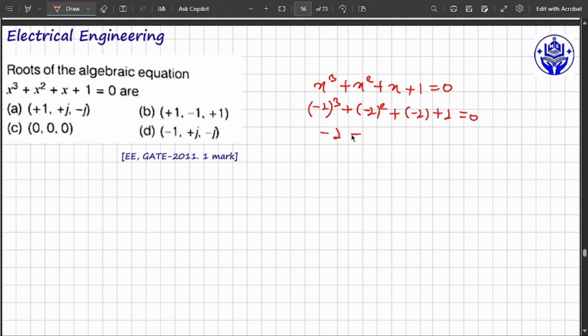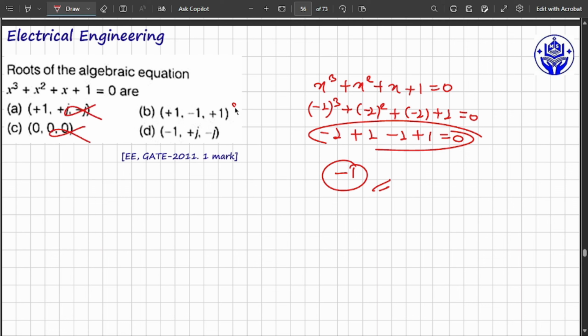So it is minus 1 plus 1 minus 1 plus 1. If it is 0, it means minus 1 is one of the roots. So minus 1 is one of the roots. It means this option is not correct. So from these, both should be correct.